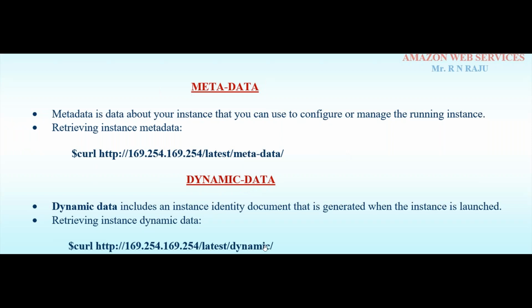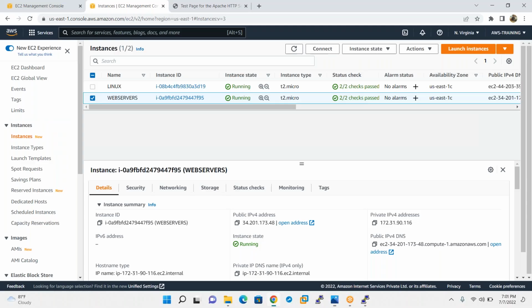And what is the key pair? What key pair you applied, and which data does that key pair contain? How do you know? That is called sensitive data, which is nothing but dynamic data. Dynamic data includes the instance identity document, the key pair like details. So how to check the dynamic data? See, the same IP address, same latest, and instead of user data or metadata, dynamic. Now we are checking the dynamic.